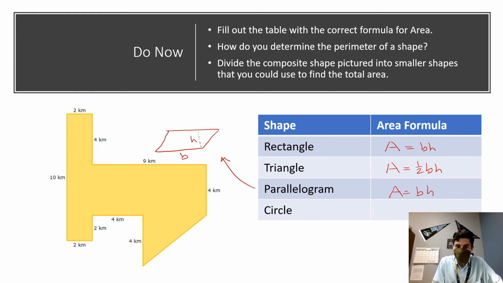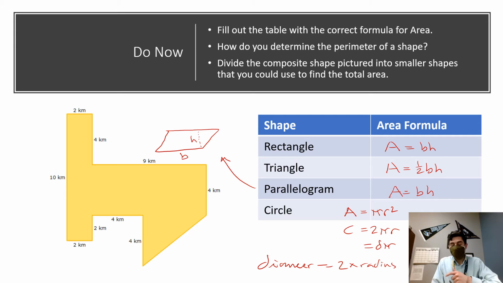Lastly, we have a circle, and so the formula for a circle is pi r squared. One other important formula of a circle you need to know is the circumference, which is 2 times pi times r, or diameter times pi. And while I say diameter, let me mention that diameter is equal to 2 times the radius. So if you have the diameter, to get the radius, you got to divide by 2. And to go the other way around, you got to multiply by 2.